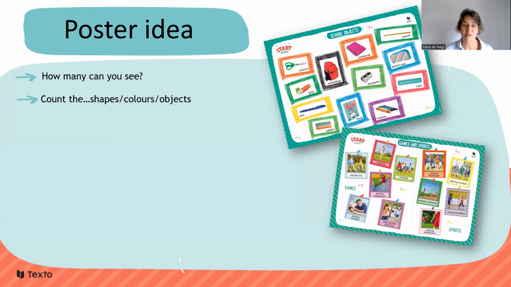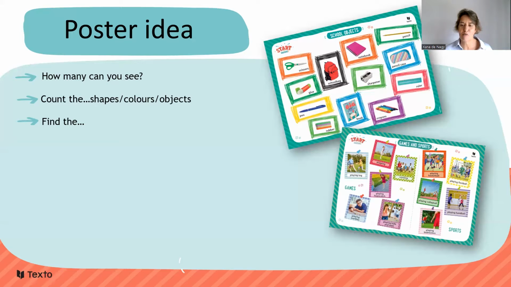Counting, right? So counting the shapes. So how many things that are rectangular, right? Again, a little bit of mathematics coming in here. How many soft things? How many pink things, right? Counting the shapes, counting the colors, counting the objects.